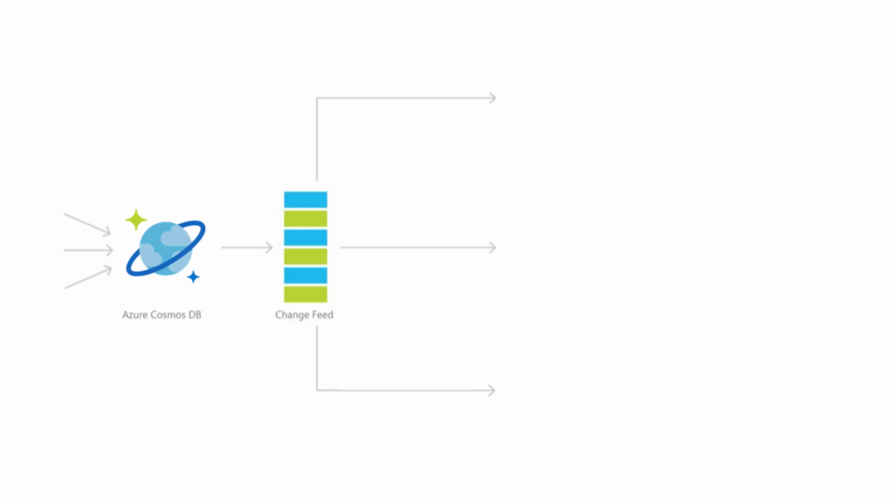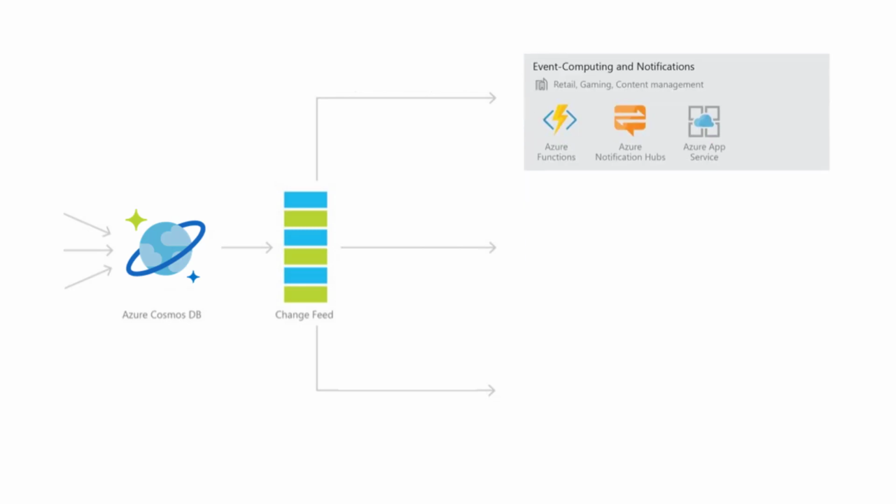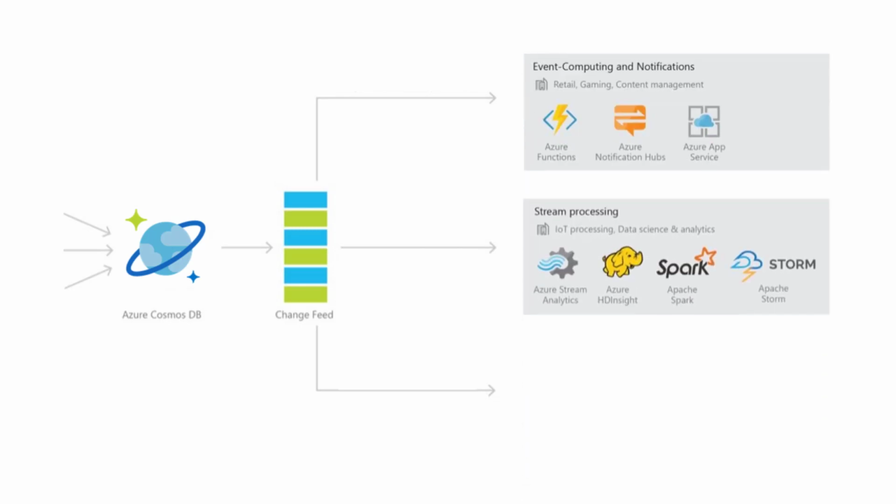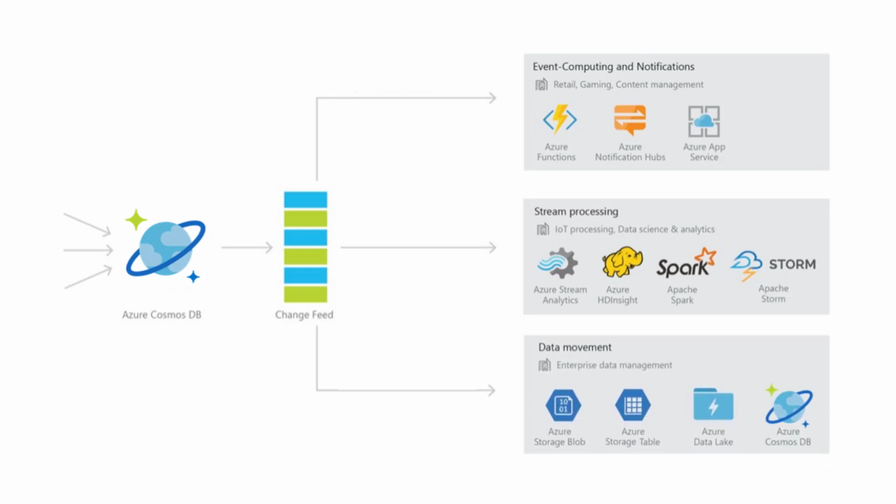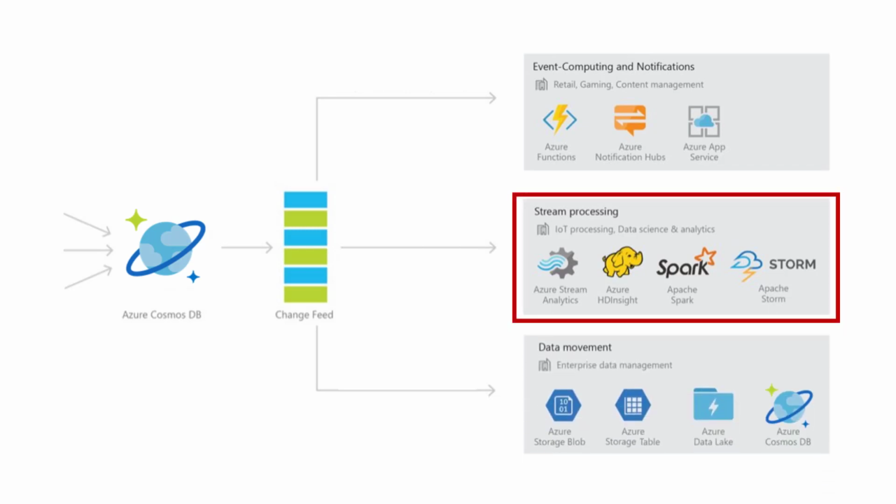The change feed feature has many different use cases. A few of the most popular include triggering another function within an event-driven architecture, real-time data processing, and organizing or restructuring data. Today, we'll dive into real-time data processing within the context of e-commerce.